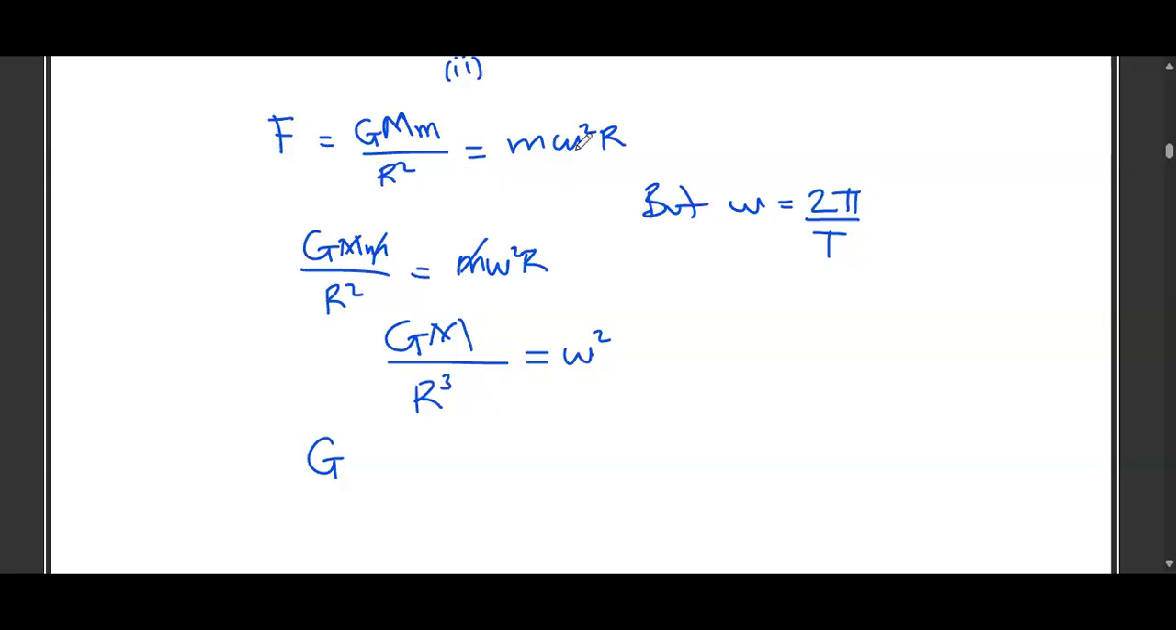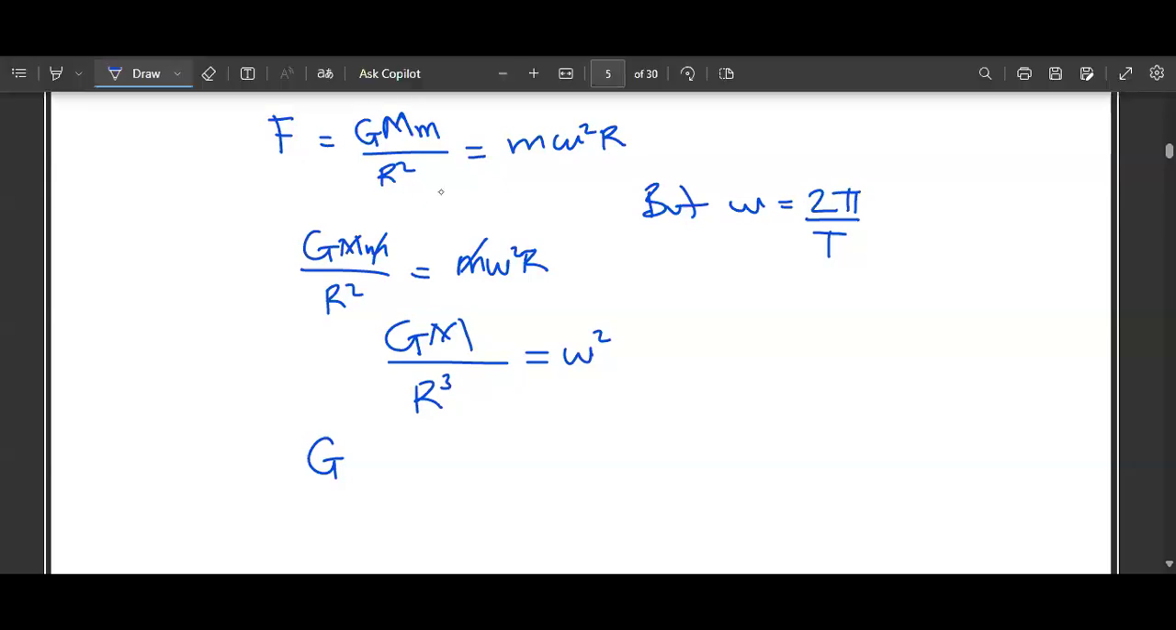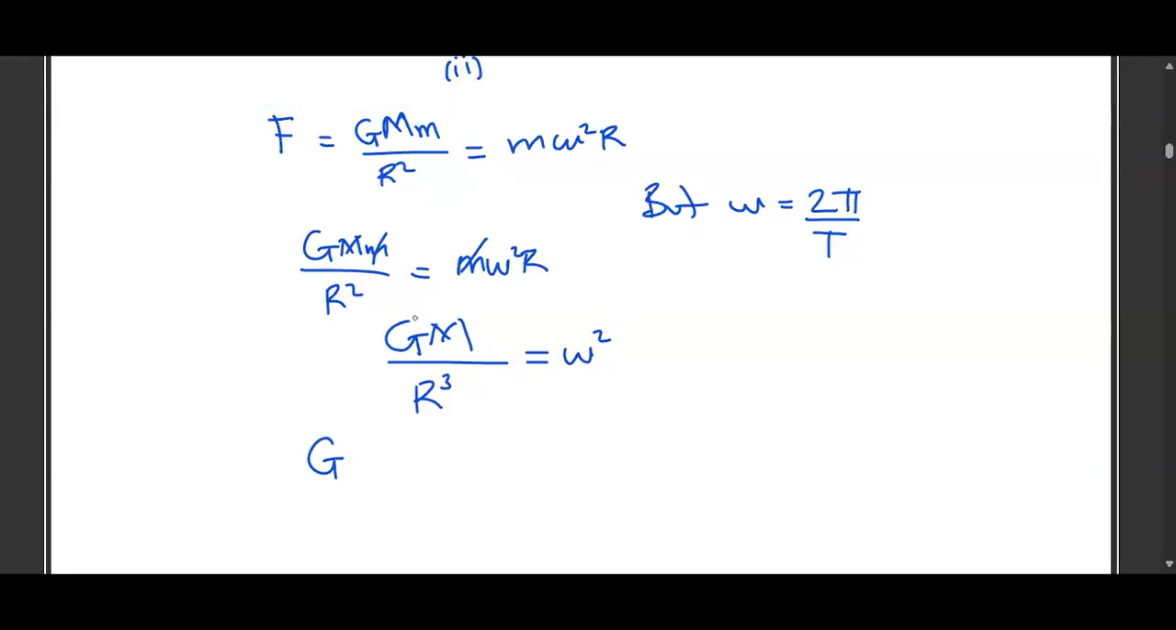GMm divided by r squared is equal to m times omega squared times r, whereby this r here is the radius of the orbit of the satellite around the planet. Small m is standing in for the mass of the satellite, capital M is standing in for the mass of the planet, and G is the gravitational constant. Omega is the angular velocity. Now this m will cancel out, and I will come up with GM divided by r cubed equal to omega squared. But our omega is the same as 2 pi divided by T.